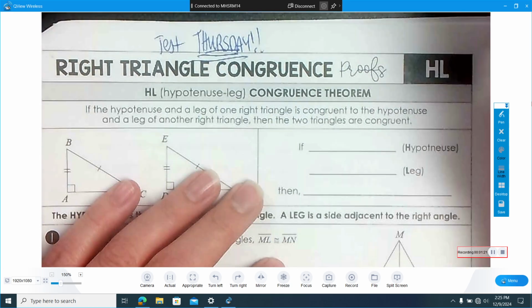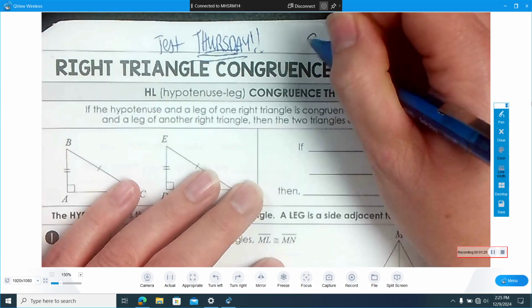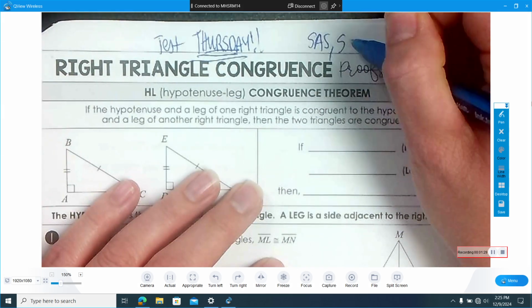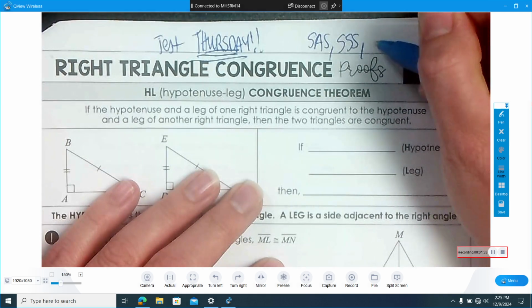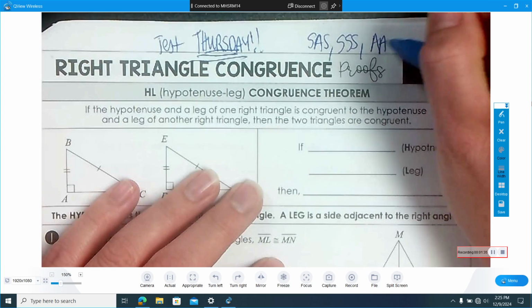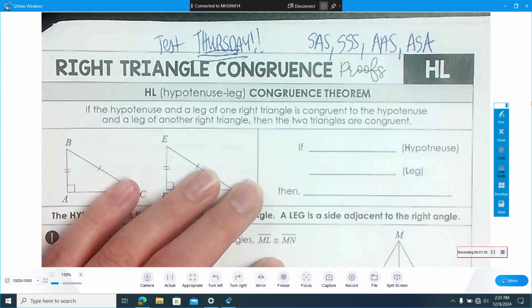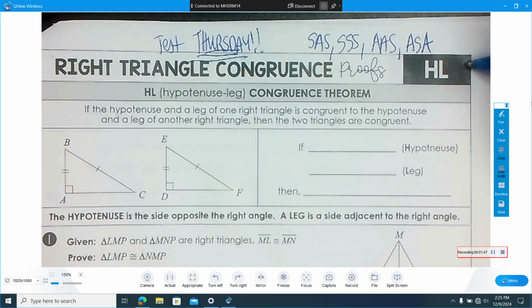Let's see. So today we're learning our last little congruence theorem called HL. What are the other 4 congruence theorems that we have learned so far? Side, angle, side. Side, side, side. Angle, angle, side. Angle, side, angle.